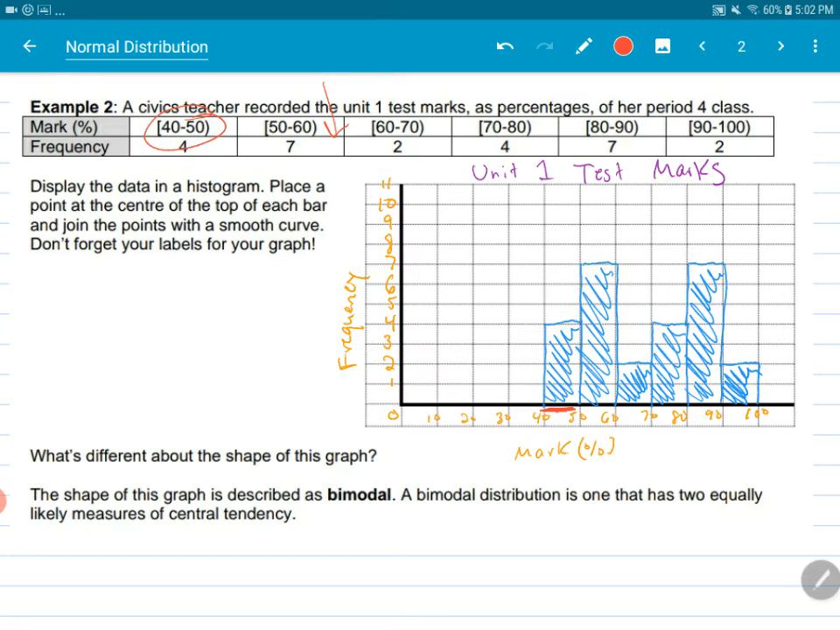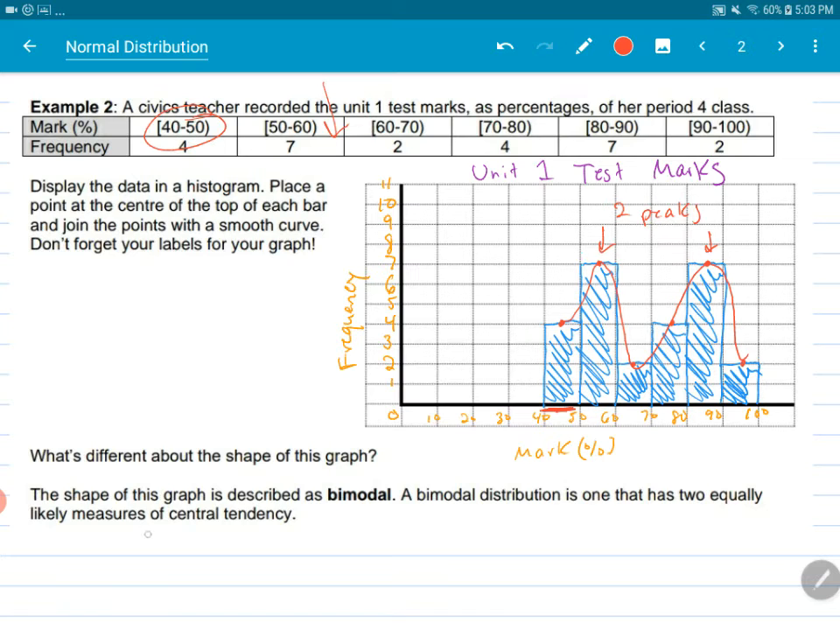And so we'll place a dot at the center of each bar here, and then we will connect it, and we'll see that this one makes a funky shape, and it ends up having these two peaks, we'll call them. So that's what's different about the shape of this graph. It has two peaks versus that normal, which had one that was in the center. These are two peaks that are kind of split up evenly along the graph.